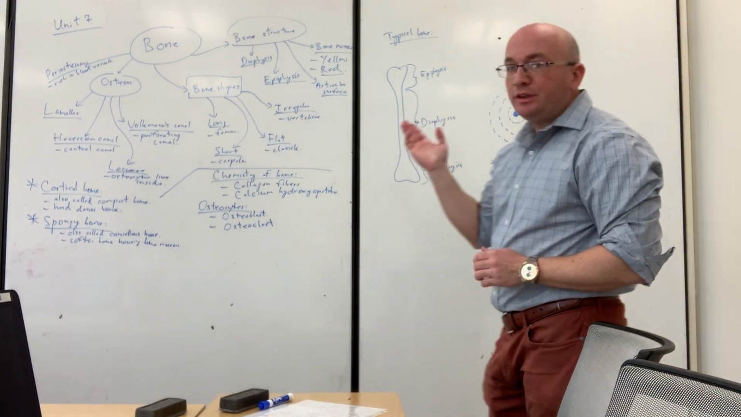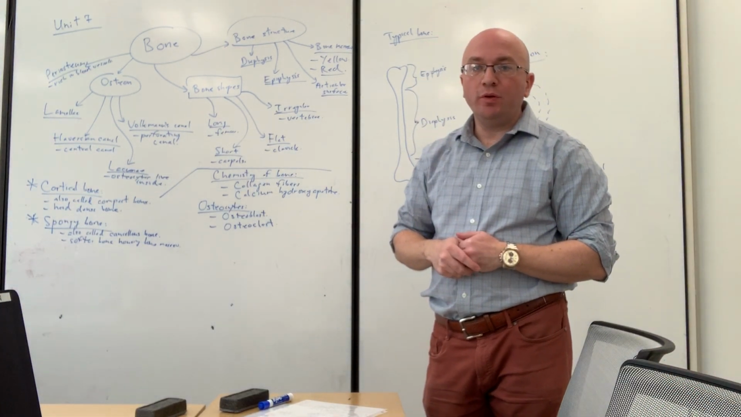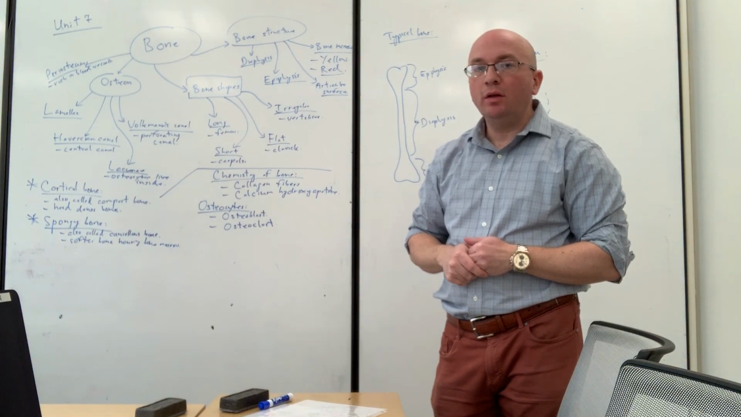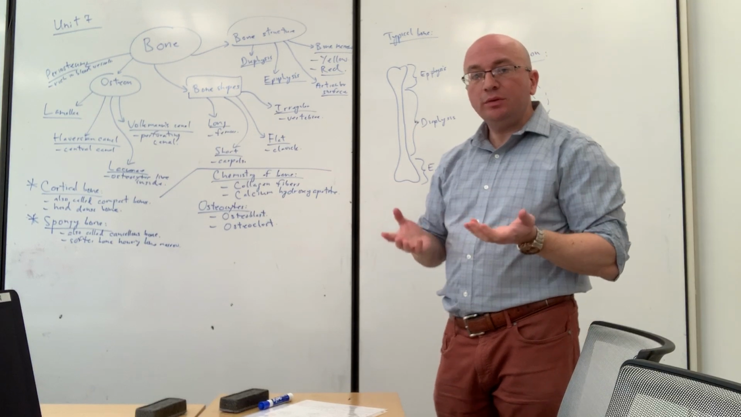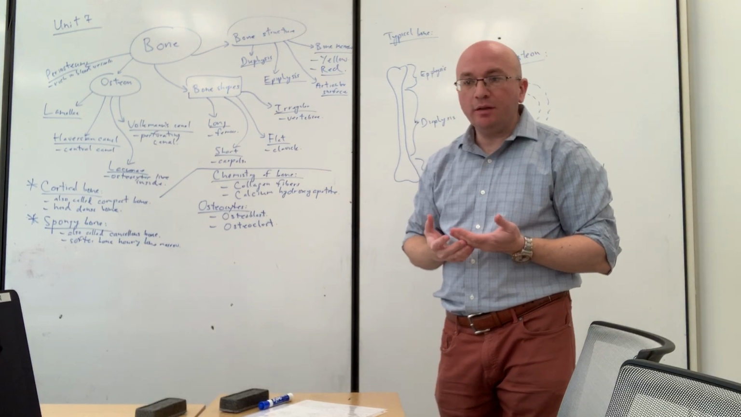Welcome to Unit 7 for Bio 230 students in Anatomy and Physiology 1 course. Today we're going to be talking about bones as part of the human skeleton.